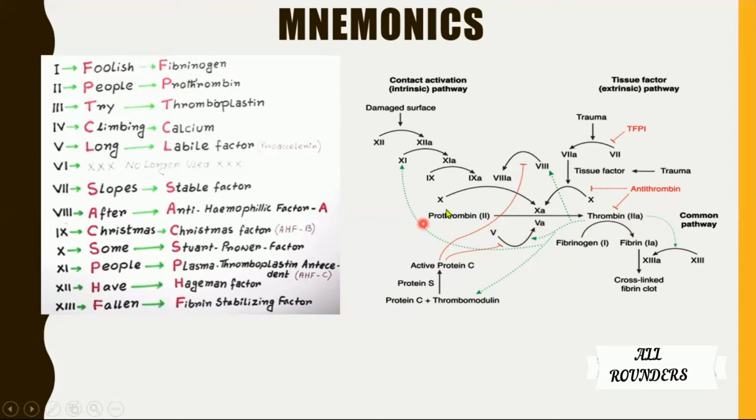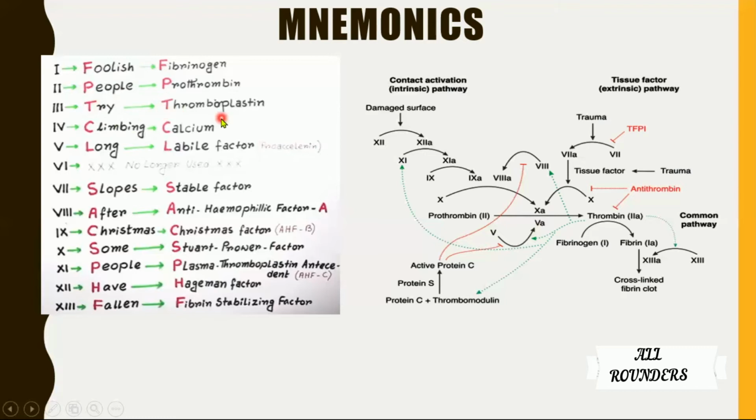And for those conversions, there is a requirement of factor number 10 and also factor number 5 here. So let's go to the third one here. The third coagulation factor, that is tri, is also known as thromboplastin.